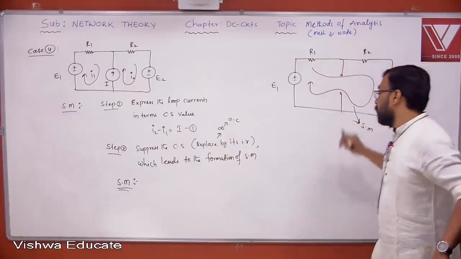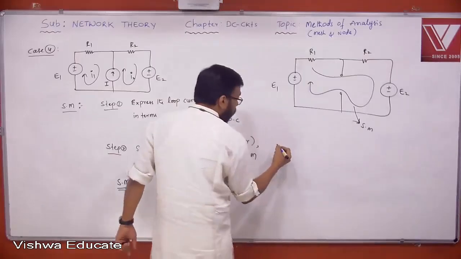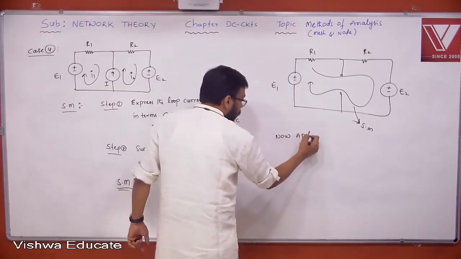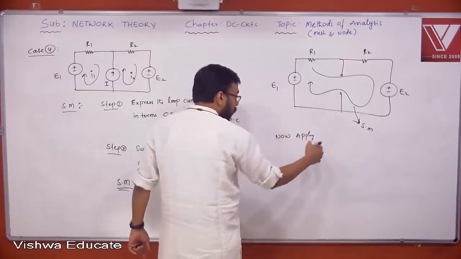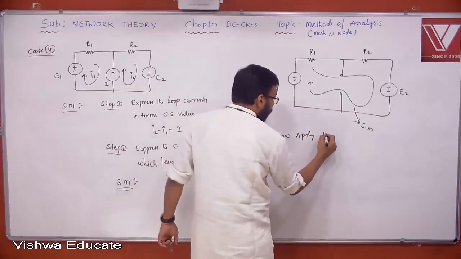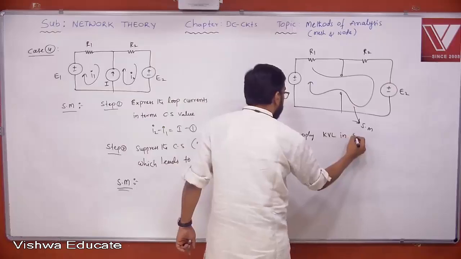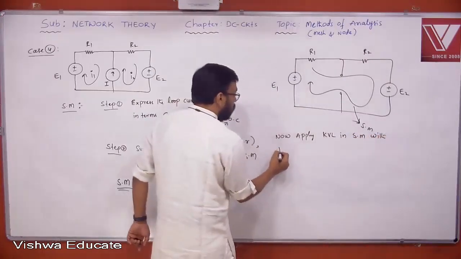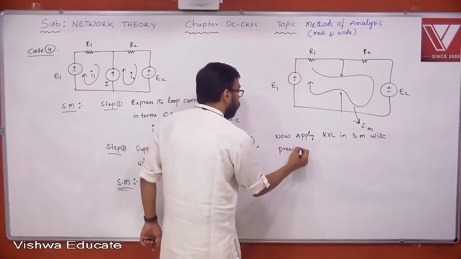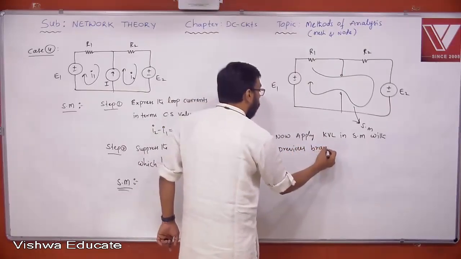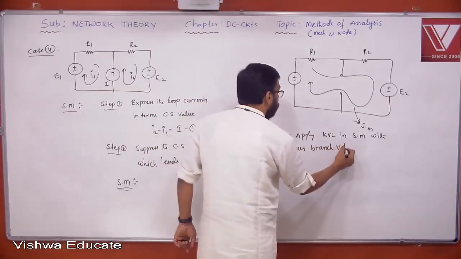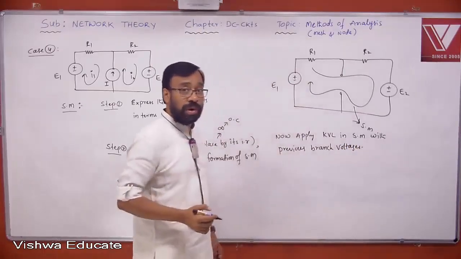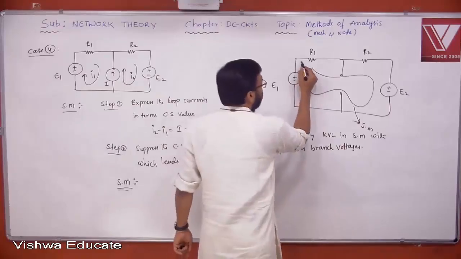voltages. Okay. So write down now here. Write down, all of you. I think all of you noted down this, right? Now you can write. Now apply KVL in supermesh with previous branch voltages. With previous branch voltages. What is the previous branch voltage here?